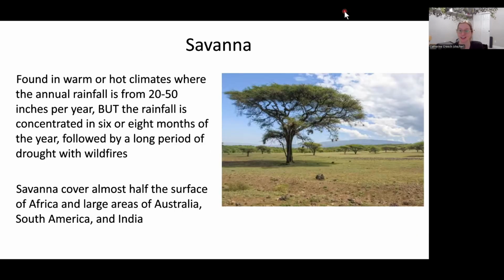Next, we're going to have a savanna. Savannas are found in warm or hot climates where there's a good amount of rainfall, but the rainfall is limited to a certain period of time.